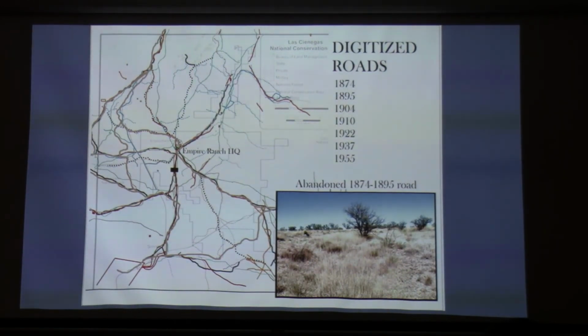Things on the land include roads, and so we've digitized from the historic maps the long history of road development out here. Many of these are now abandoned, but leave archaeological remains. And of course, by doing this work, we can determine which of the current roads are actually historic roads as well.